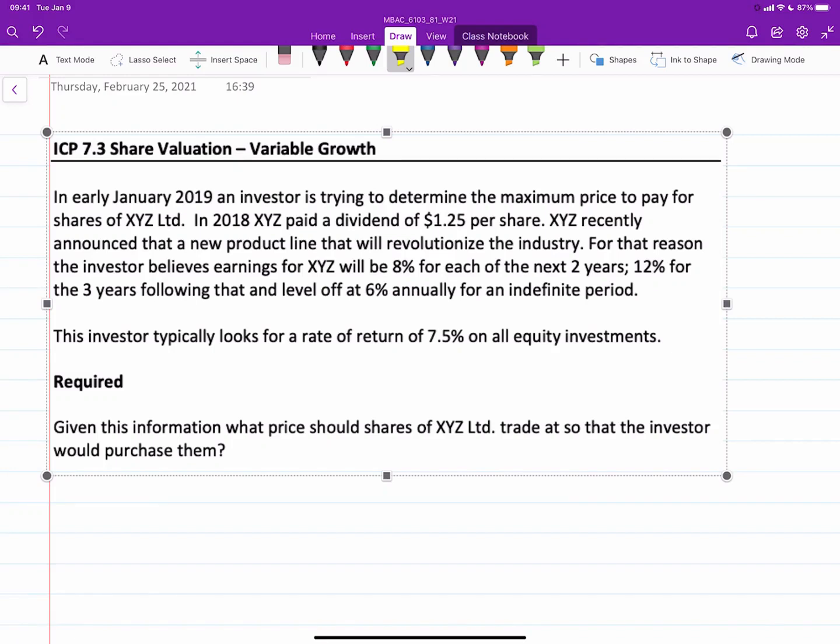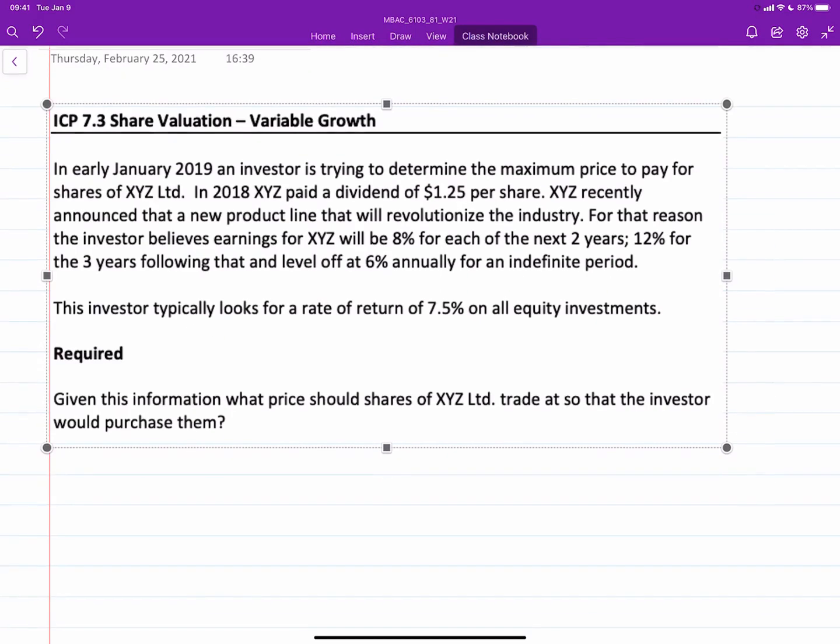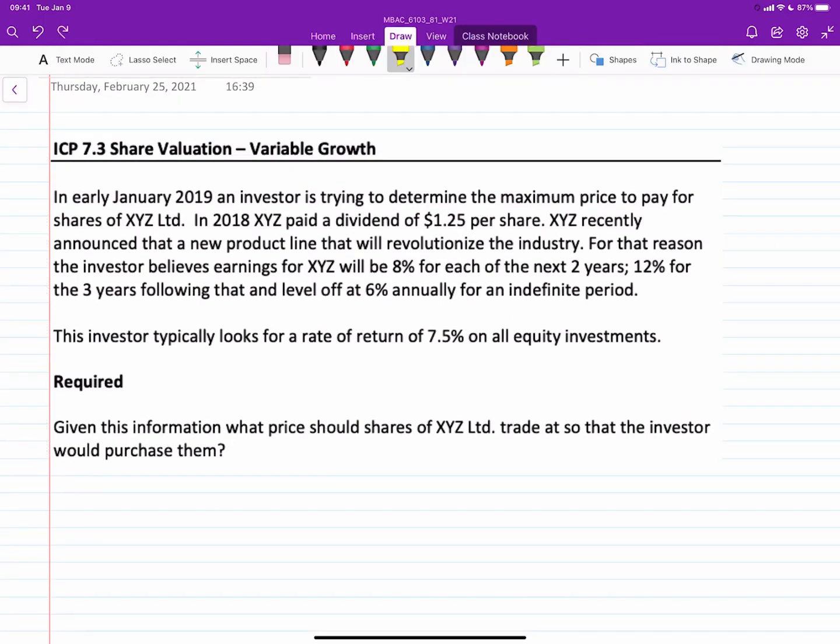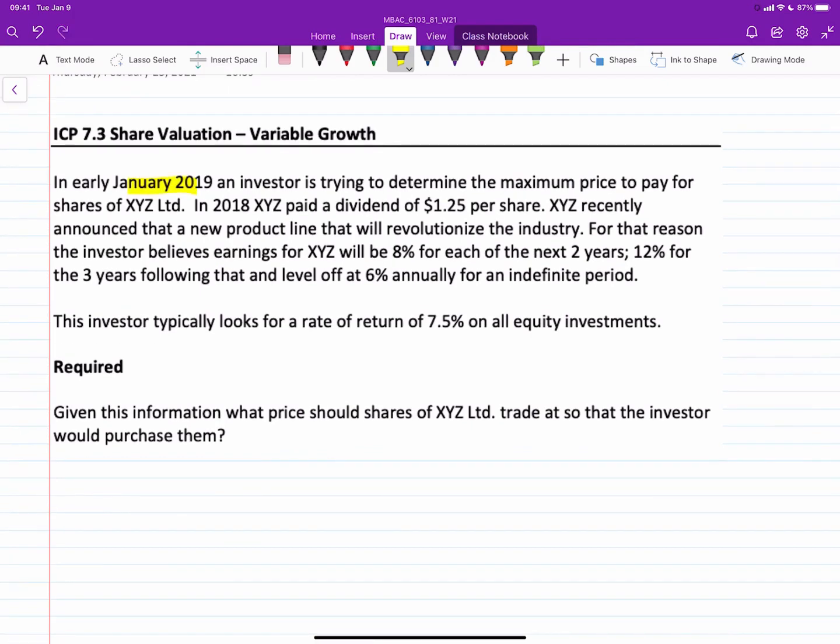Okay, so now on to in-class problem 7.3. This one's conceptually similar to 7.2. However, we've just got a different growth pattern and different number of years. In early 2019, an investor wants to determine the maximum price they're willing to pay for a share that recently paid a dividend of $1.25 at the end of 2018, or basically at time zero.